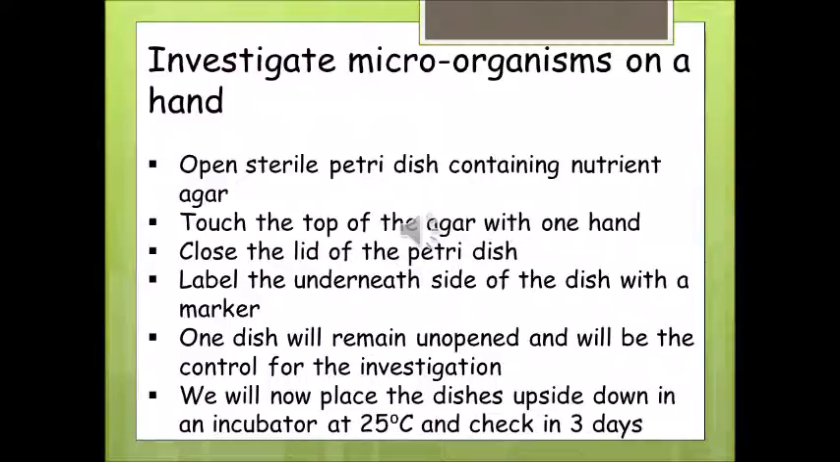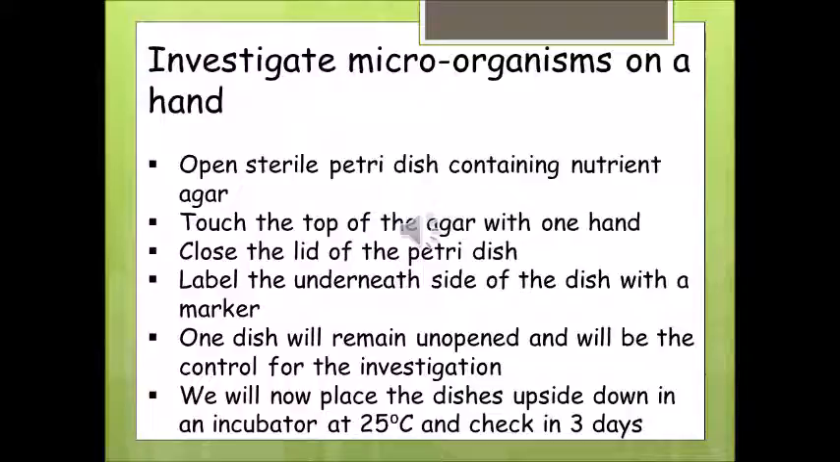We will now investigate microorganisms present on a hand. You have each been given a sterile petri dish containing nutrient agar. Open the lid and touch the top of the agar with one hand or one finger. Next, close the lid of the petri dish. Label the underneath side of the dish with a marker. You can put your name and the date. One dish will remain unopened and will be the control for the investigation.